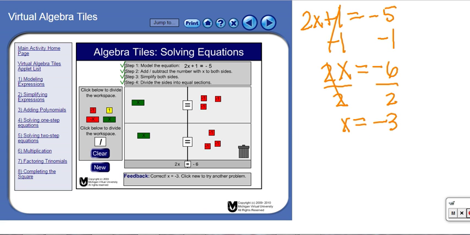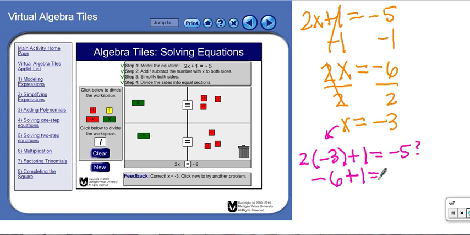If we plug that back in to check our answer, we get that 2 times negative 3 plus 1 equals negative 5. So we're trying to see if this does work. So 2 times negative 3 gives us negative 6 plus 1. Negative 6 plus 1 equals negative 5, and it checks out. So we are good.